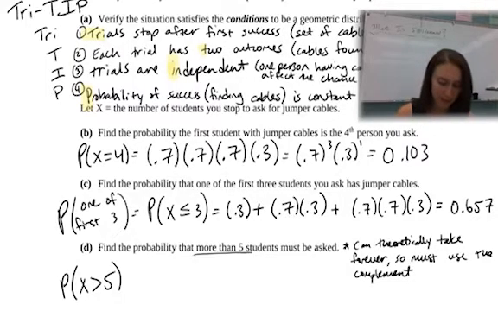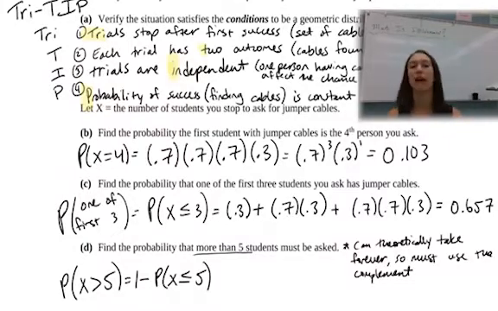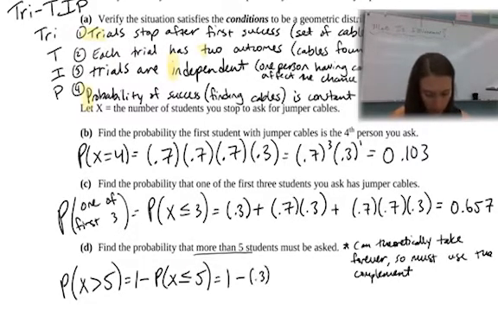So we have to use the complement of this probability in order to answer this. So the complement, we've got 1 minus the probability that X is less than or equal to 5. Notice it said more than 5, so it doesn't include 5 initially. So when we do the complement, we want to include 5 and anything less than that. So that's going to be 1 minus the first one having cables, and I'm going to put parentheses around this.